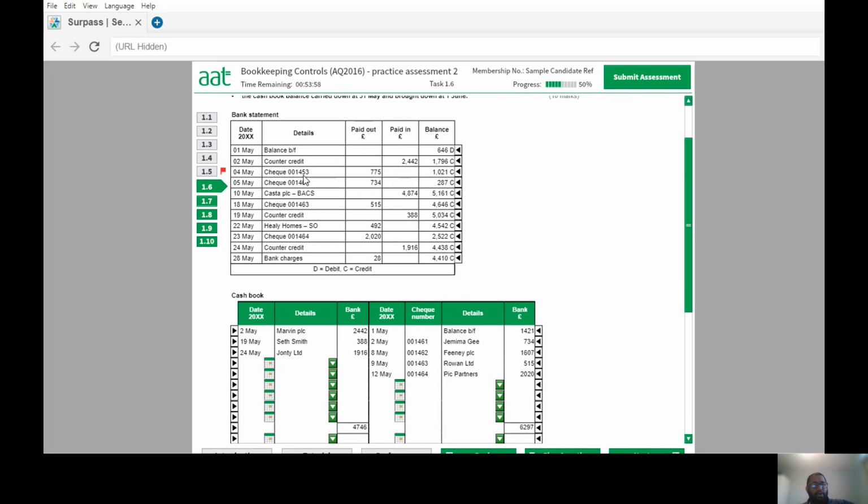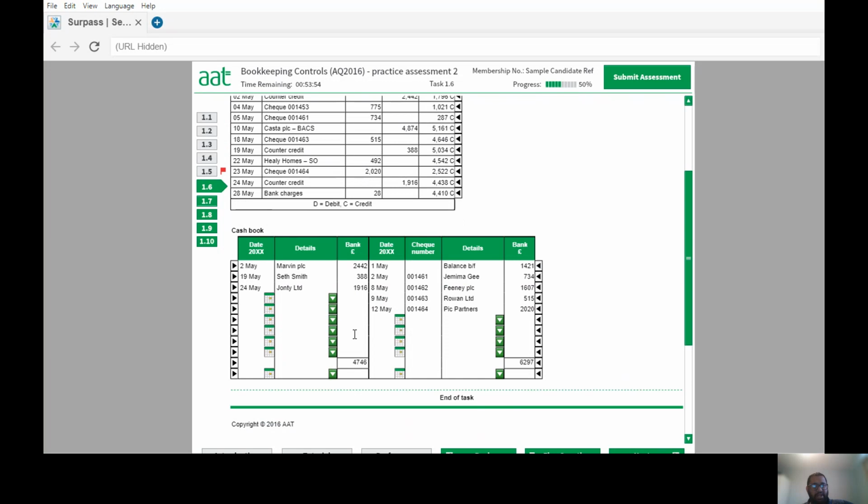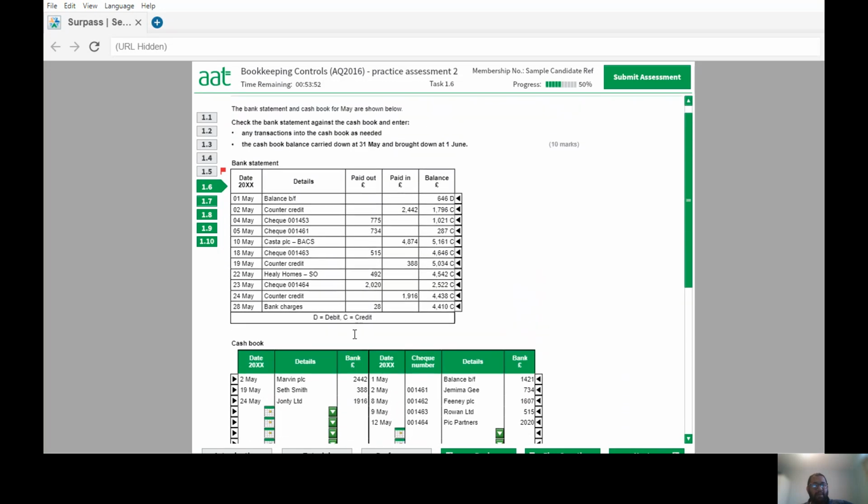So here what we're going to do, we have all this information now and all the information here as well. They want you to update the cash book as you need it, and the cash book carried down on the 31st and the brought down on 1st. So we're not doing the bank reconciliation. What we're doing now, we're only going to be updating the cash book.